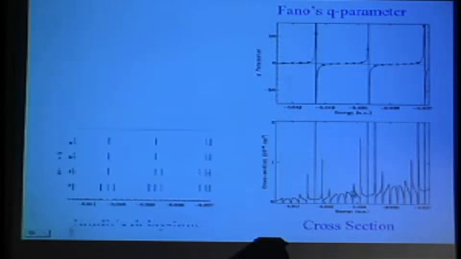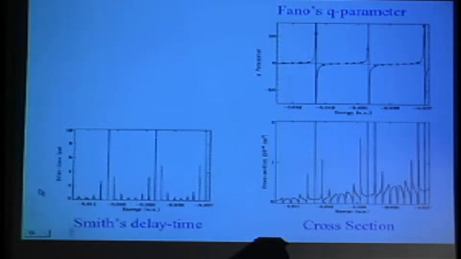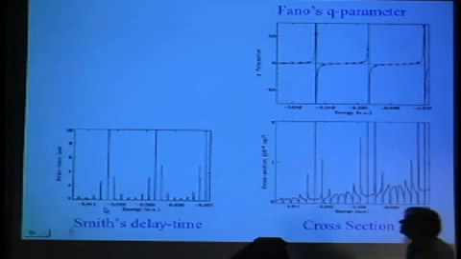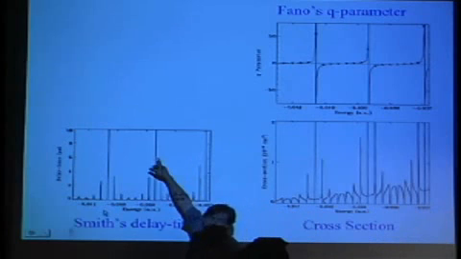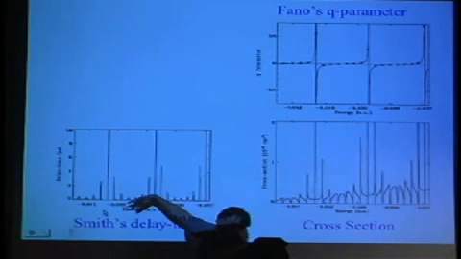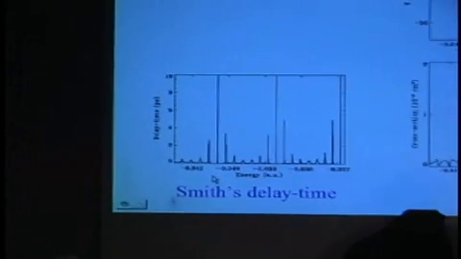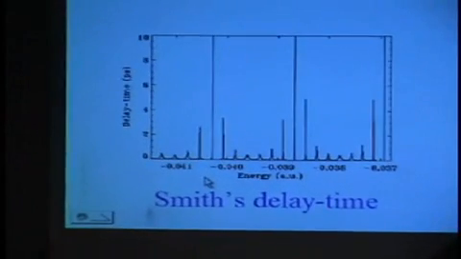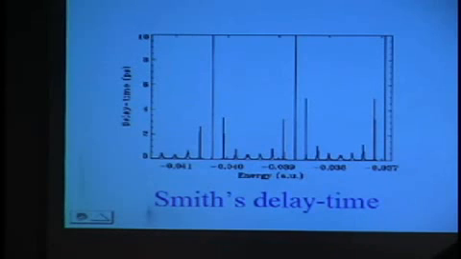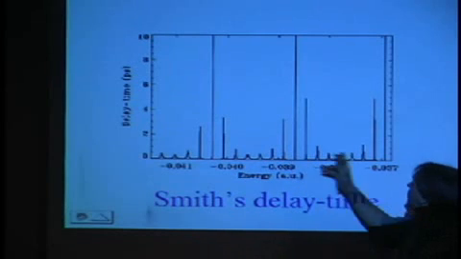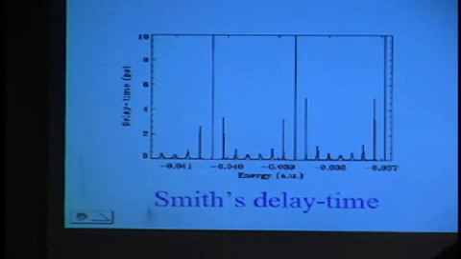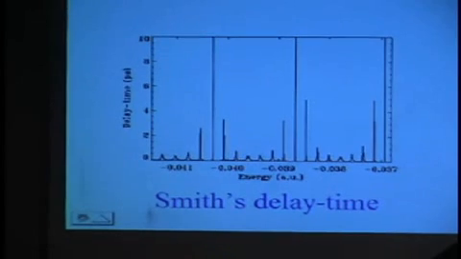And Felix Smith's delay time is shown here. And what you can see is that there are some extremely long-lived resonances. In fact, you can't see how long they live on this scale. They live for hundreds of picoseconds, so that the lifetime of these resonances becomes comparable to the radiative lifetimes. So they no longer predissociate. So there's some very sharp resonances that occur in this spectrum.